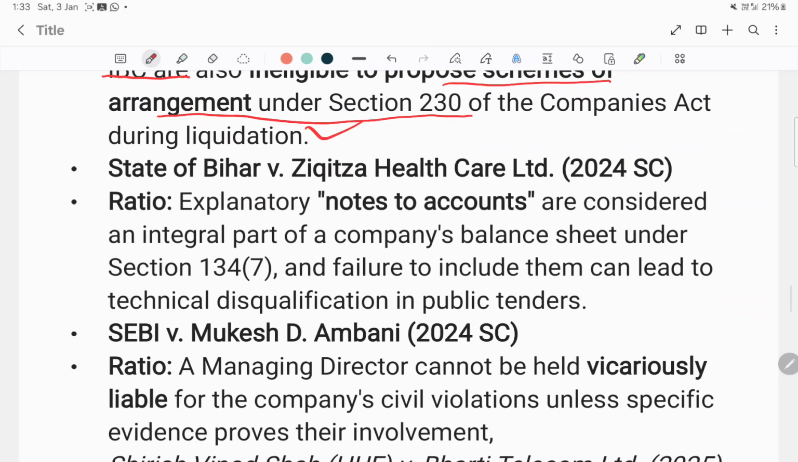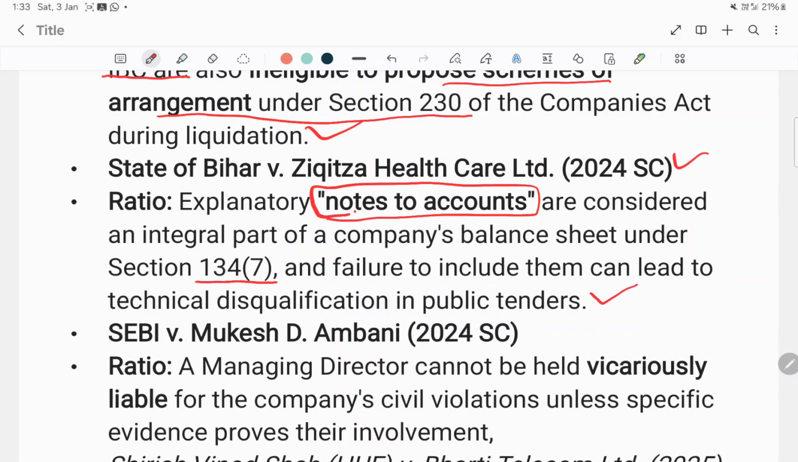Thereafter, State of Bihar versus Zikitza Healthcare Limited, 2024 Supreme Court. This case is very important. It says the explanatory notes to the accounts, the notes to the accounts, are considered an integral part of the company's balance sheet under Section 134 subclause 7, and failure to include them can lead to technical disqualification in public tenders.